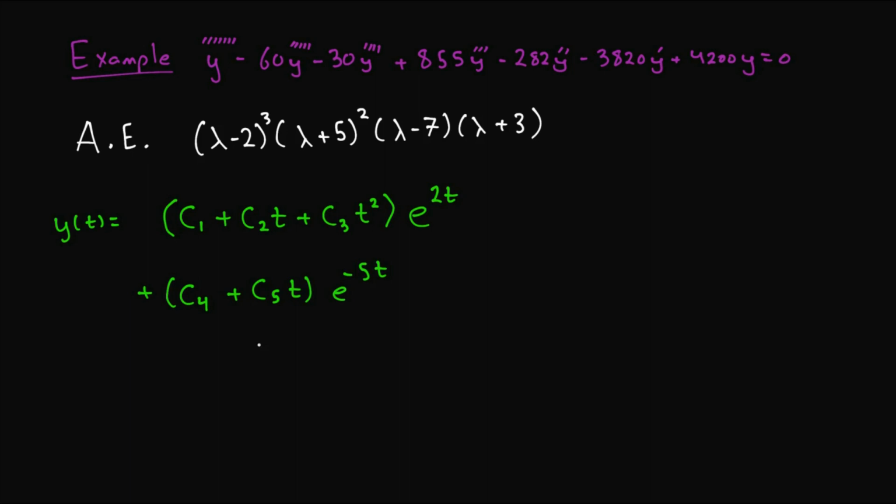Next we have the lambda minus 7 term, which has multiplicity 1. So this is just c6 e to the 7t. And finally we have the lambda plus 3 term, which again has multiplicity 1. So now we just add c7 e to the negative 3t. And with that, I'm going to end this video.